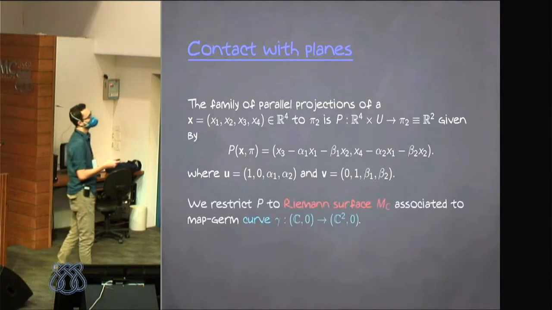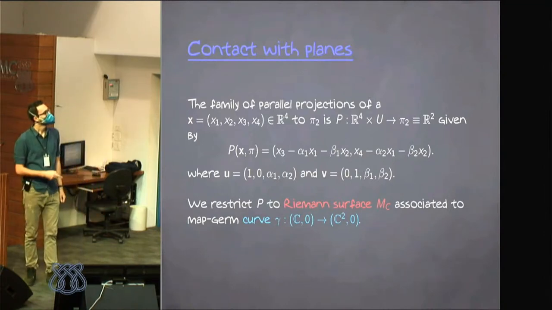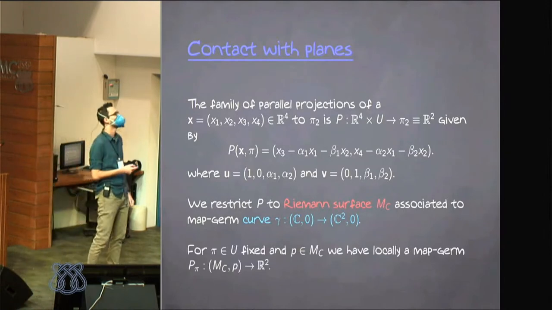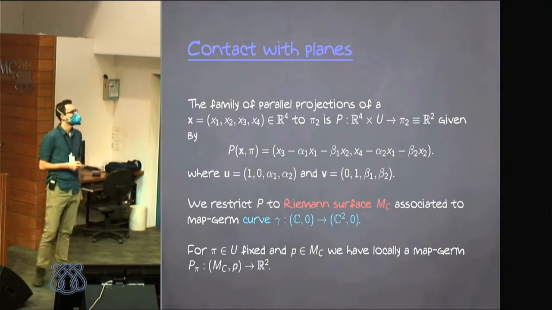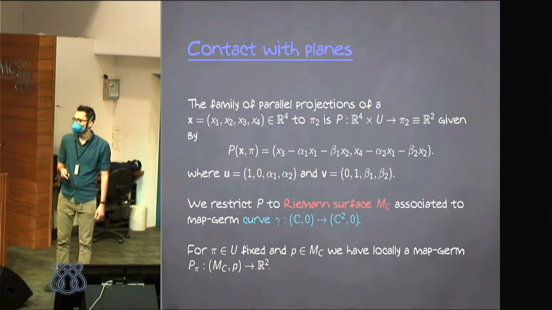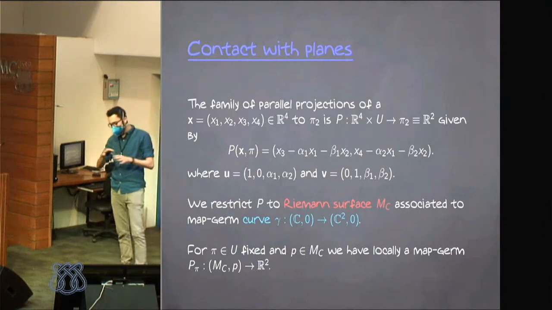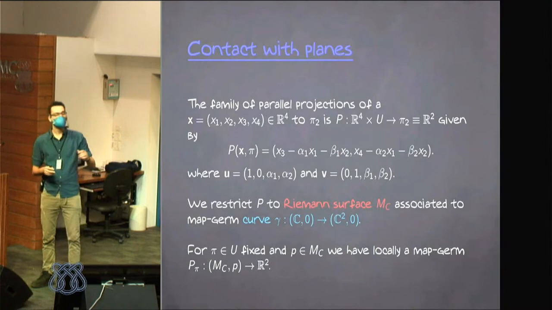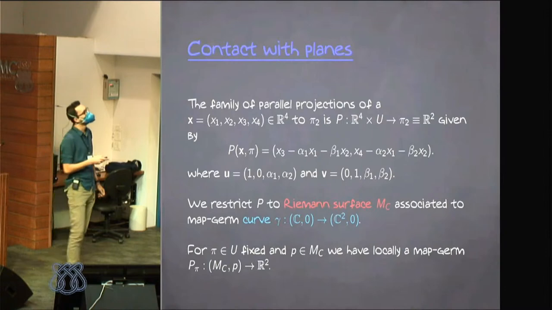Now, we need to restrict our family of projections to the points of the Riemann surface. Okay? So if we fix a neighborhood, this projection is mostly a map germ from R2 to R2. So to obtain some characterization of our surface, we need to look at the singularity of the projection. Okay?